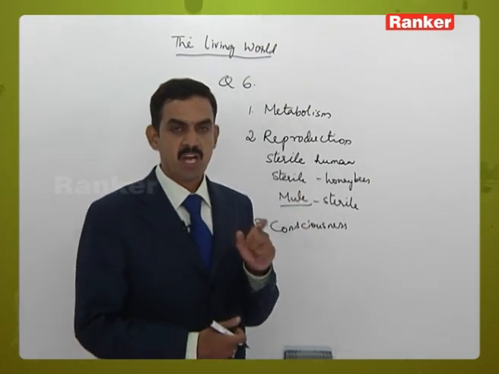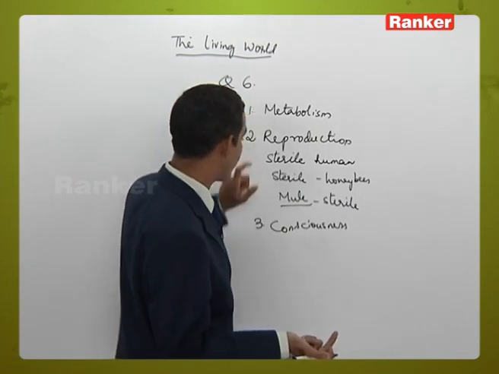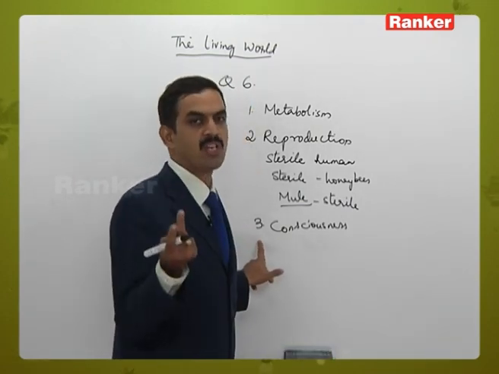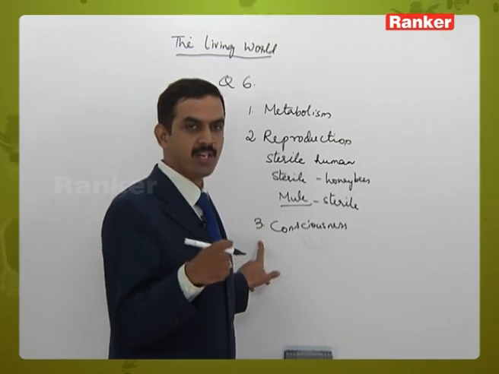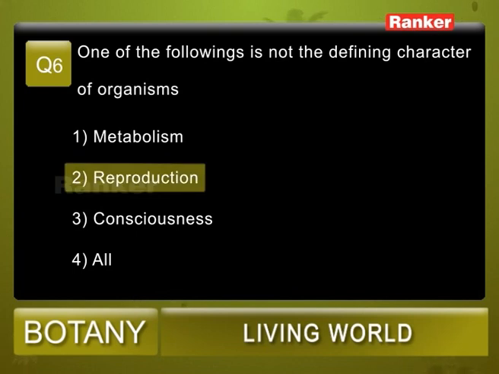The last one is given as all. So all is not correct, because we said that metabolism and consciousness are the two defining properties of living organisms but not reproduction. So we can say that question number 6, the correct answer is 2.